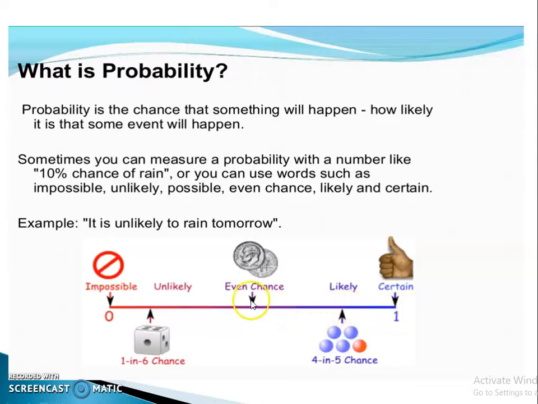The events with even chance have 50% probability for heads and 50% probability for tails, the two faces of a coin. When we toss a coin, there are two possible outcomes, 1 by 2 chances for heads and 1 by 2 chances for tails, so they have an even chance of occurrence.